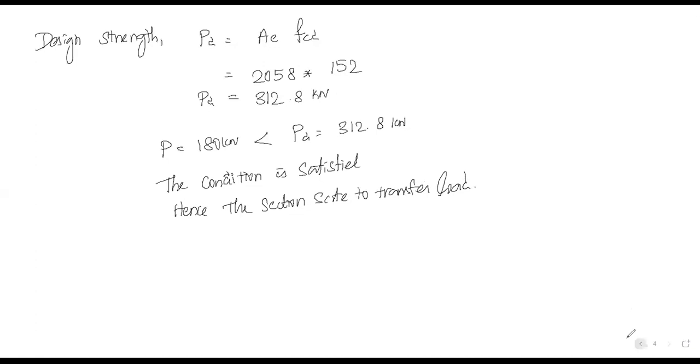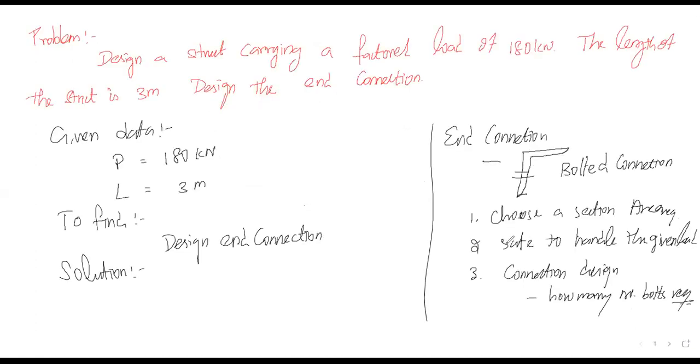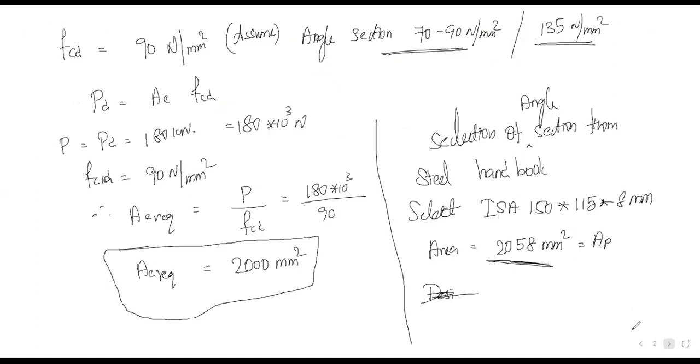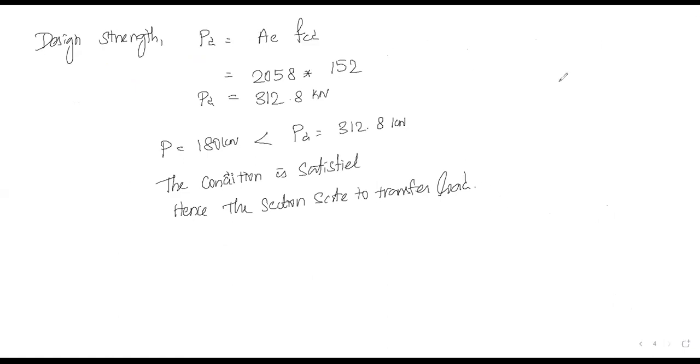Okay. Here the first part I said choose the section based on the load. Second, whether the section is safe to handle the given load or not, that we have checked. Now we have to go for connection design. So connection design, the third one. Okay. So here this is our angle section.